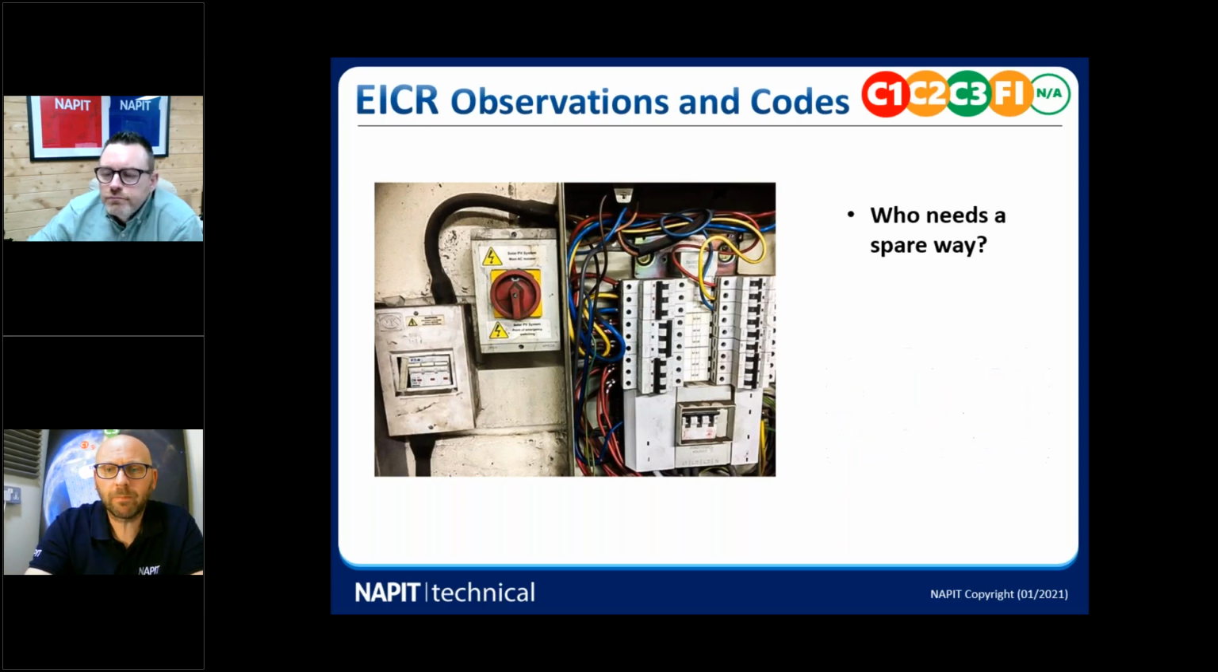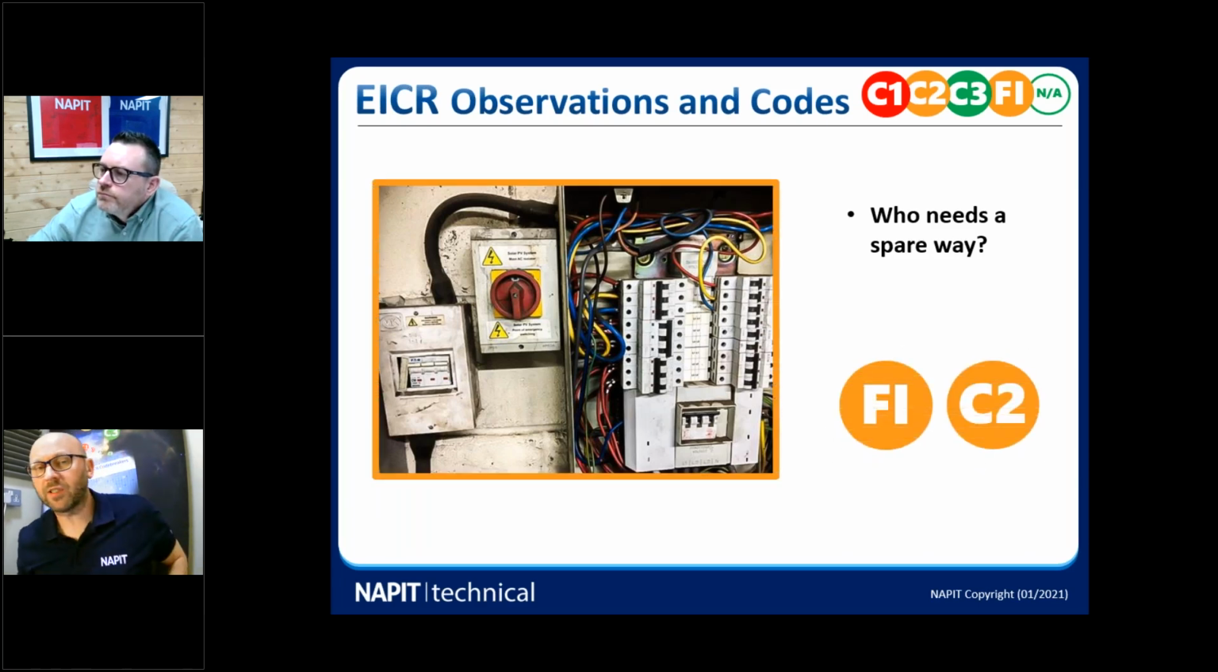Okay, great stuff. It's a C2, but we've also put FI because you may need to look further, see what that submain is supplying, see that it's adequately installed, because this circuit has obviously been jammed in there by somebody that doesn't really know what they're doing. You would want to look a bit further and see what's going on there.